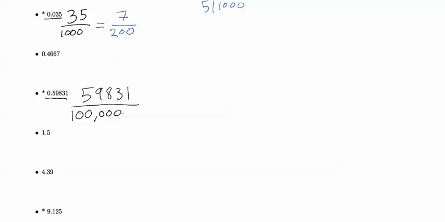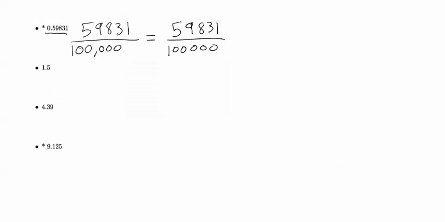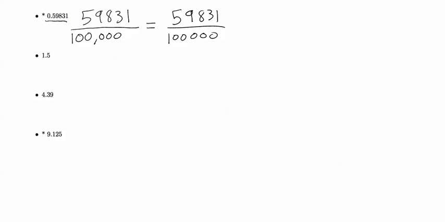Now this fraction can't be simplified anymore, so this is just our final answer. So we have 59831 over 100,000. Lastly, let's look at this final example. We have 9.125.